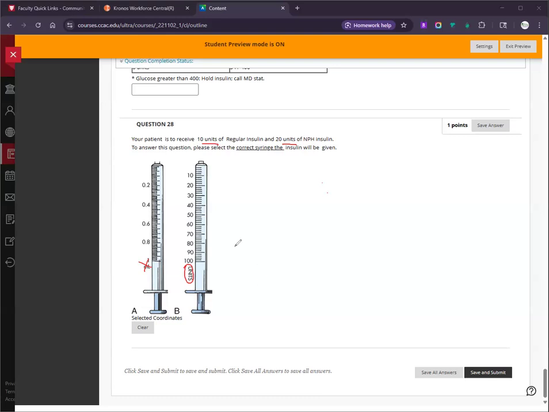This one just says, select the correct syringe. It doesn't even tell you where to mark it. But for this, you're just going to add up the total. If you were going to make a mark, 10 units of regular, 20 units of NPH, so you can just make a mark at the 30. But as long as you make a mark on syringe B, then you're correct.